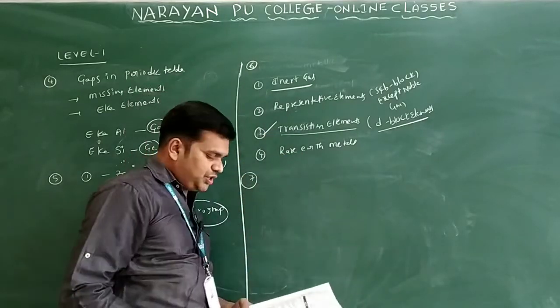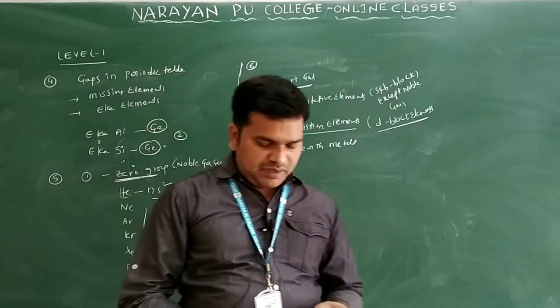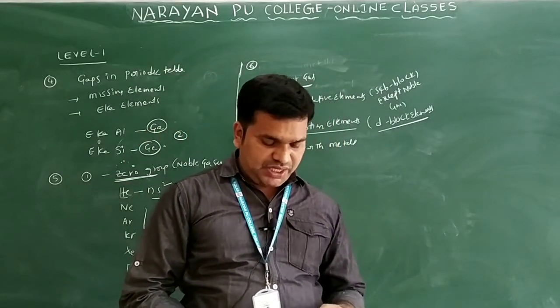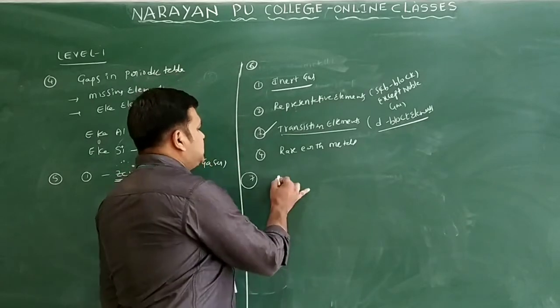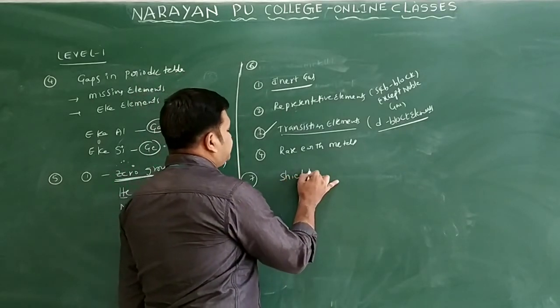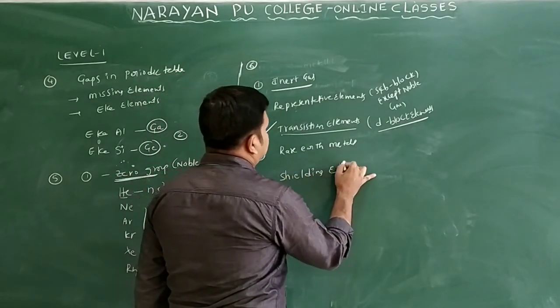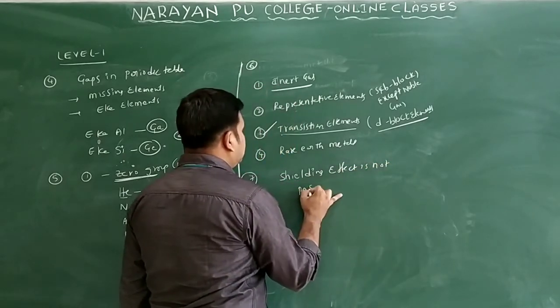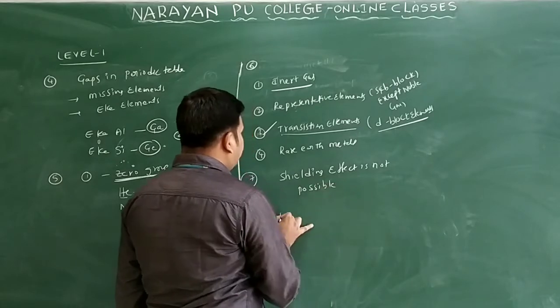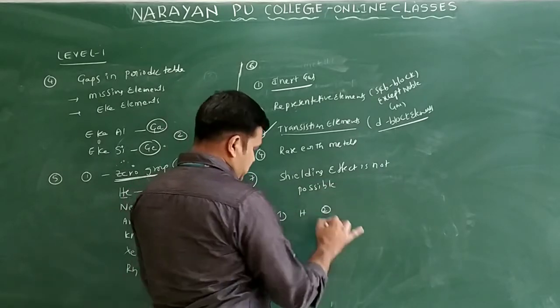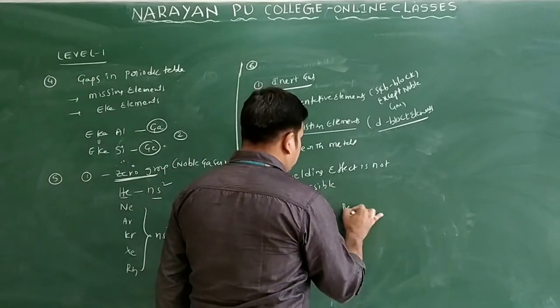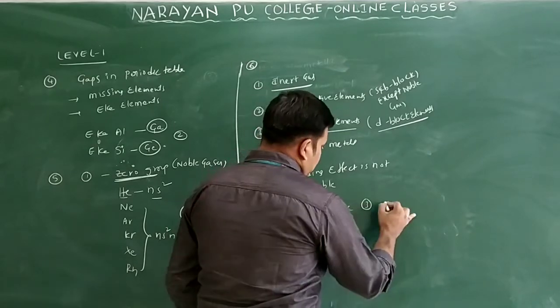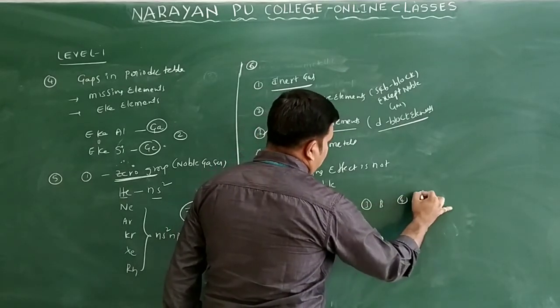Now come to question number 7. In which element is the shielding effect not possible? The elements given are: first hydrogen, second beryllium, third boron, and fourth nitrogen only.